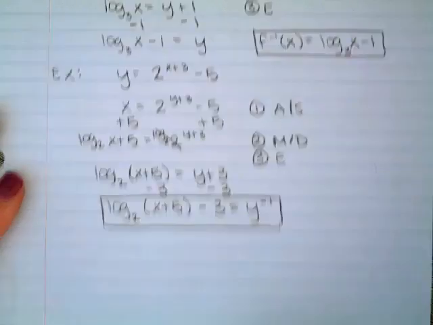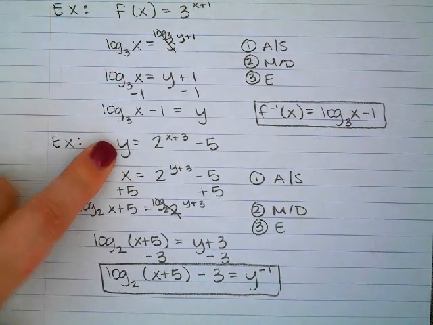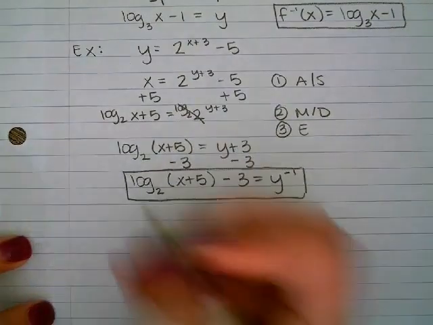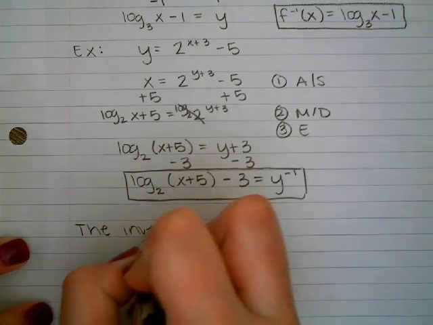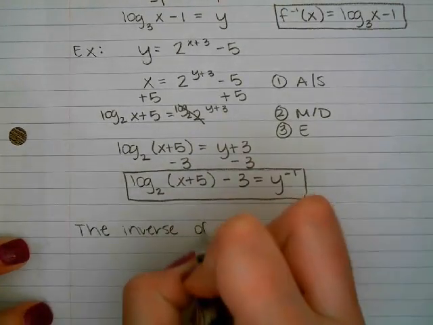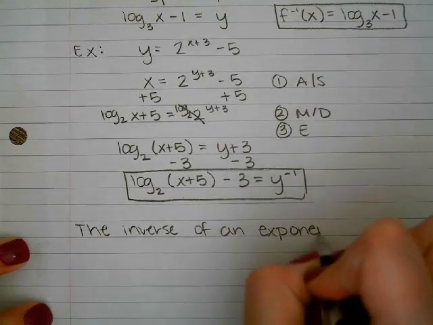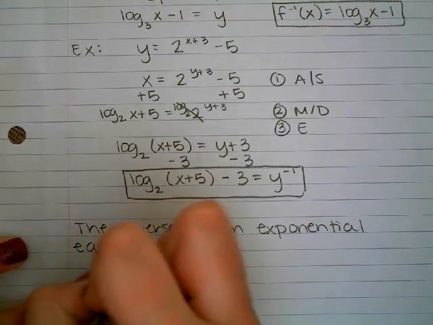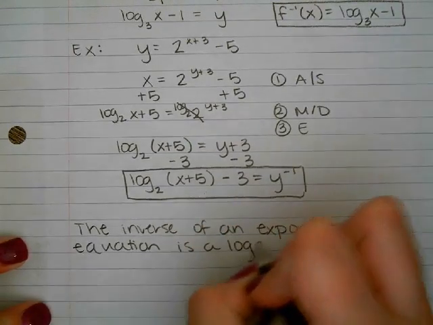Okay, so this was starting with an exponential equation. When you start with an exponential equation and find the inverse, it turns into a log equation. So the inverse of an exponential equation is a logarithmic equation.